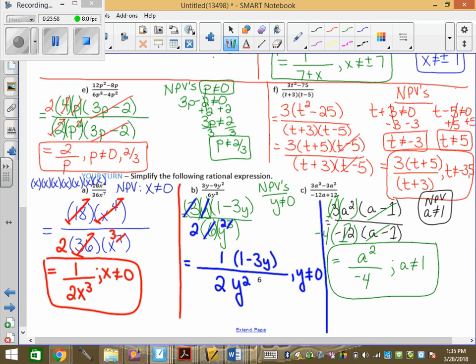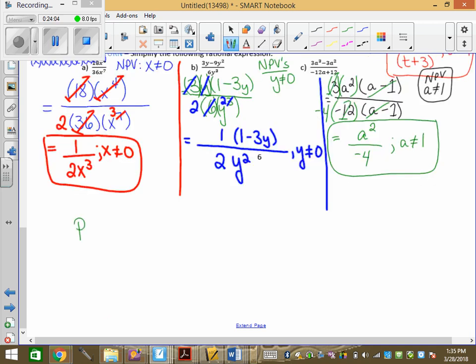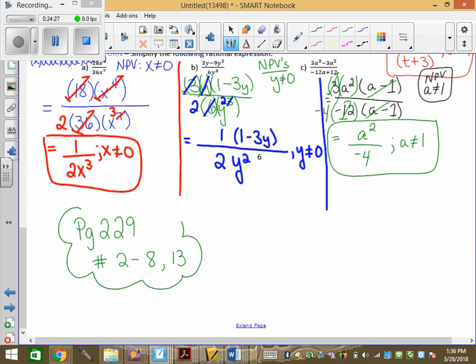So your homework is page 329. Sorry, 229? No, I said 329. Numbers 2 to 8 and 13. There's quite a few, but the only way you get better at these is by practicing them. So you need to practice. 2 to 8 and 13 in your textbook.